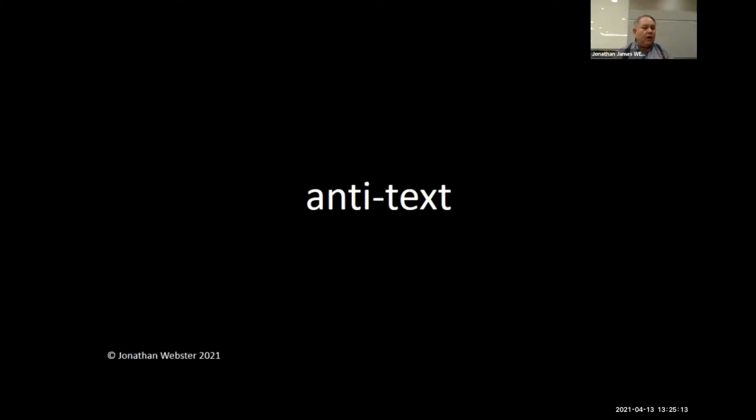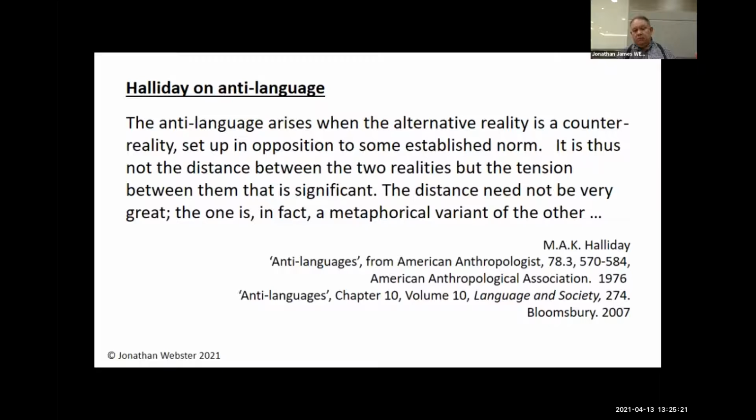And why I really like this speech is because, in a way, as I'm mentioning, it's the anti-text. And what does that mean? The anti-text. I've given you this quote before. Halliday talks about anti-language. What's an anti-language? He says it arises when the alternative reality is a counter reality. That is what David Foster Wallace is trying to present, a counter reality. Counter to the way we normally see the world, set up in opposition to some established norm.